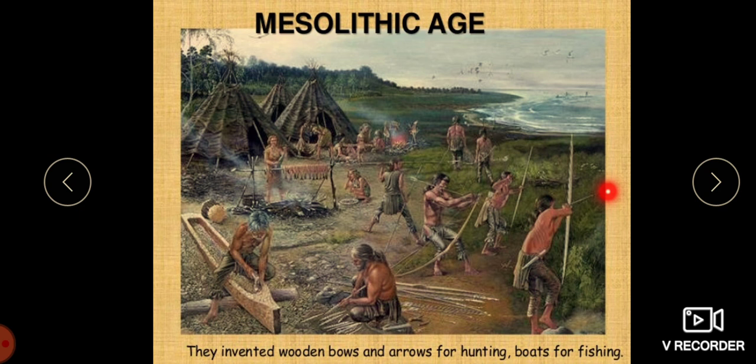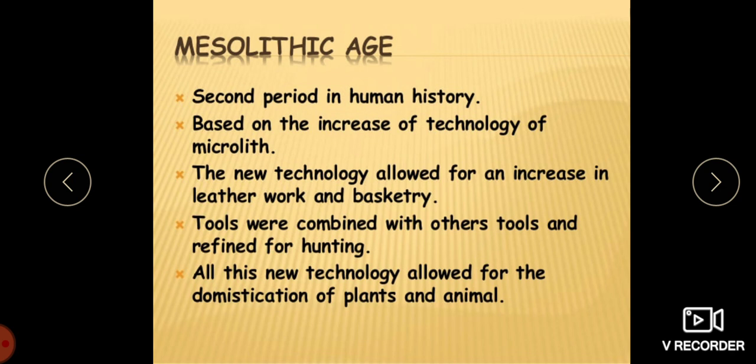They often lived nomadically in camps near rivers and other bodies of water. Agriculture was introduced during this time, which led to more permanent settlement in villages. This period, between the Paleolithic and Neolithic ages, is the Mesolithic age. It is also called the Microlithic age, the second period in human history, based on the increase of microlith technology.